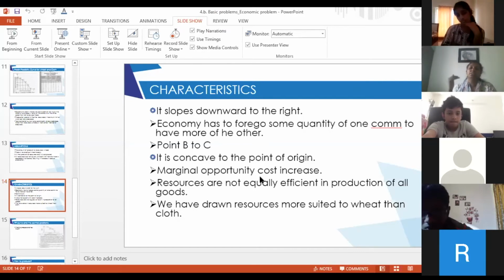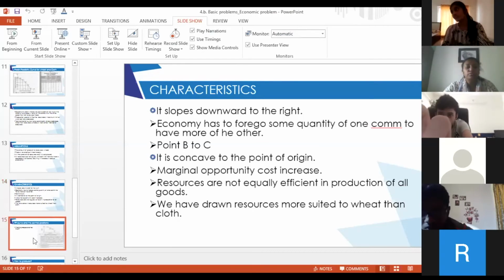This means that the resources that we were using for the production of one commodity are better suited to the production of another commodity. Second, resources are not equally efficient. And third, we have drawn resources more suited to wheat than cloth. This I have already explained to you, right? Because we were using those resources also which were better suited for cloth production rather than wheat production, when we start shifting towards cloth, this opportunity cost also increases, right?